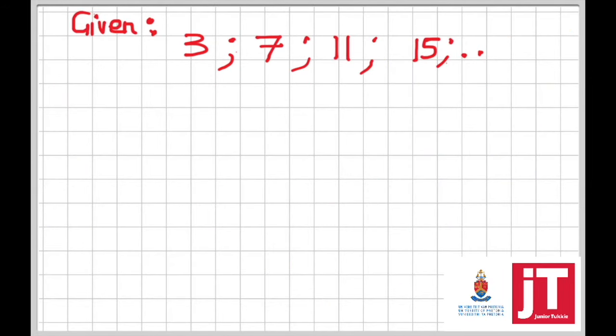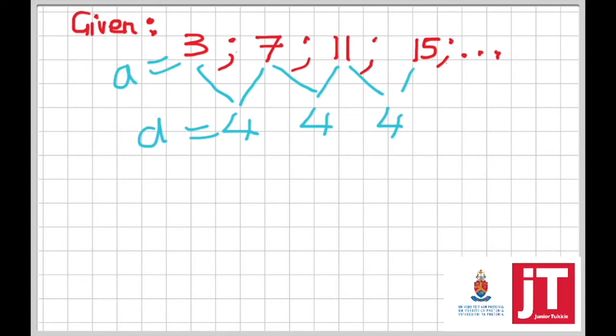We move on straight to an example. You are given 3, 7, 11, and 15. Just to play around with that sequence, to calculate the common difference, you are subtracting the consecutive terms. You are getting a 4 and a 4. That's your constant difference d. And your a becomes 3, obviously, because it's your first term.